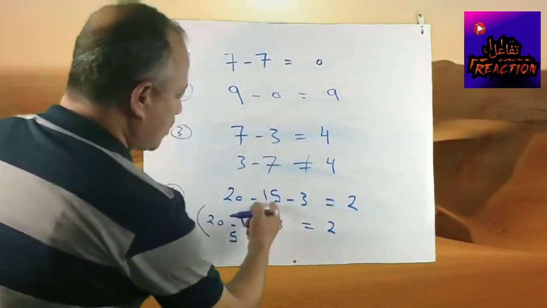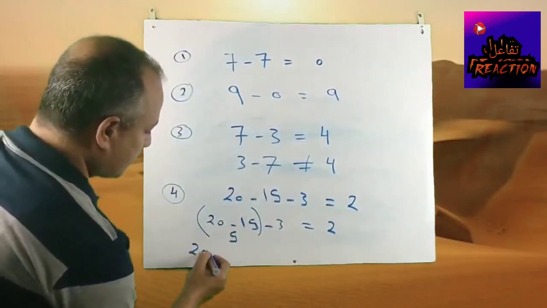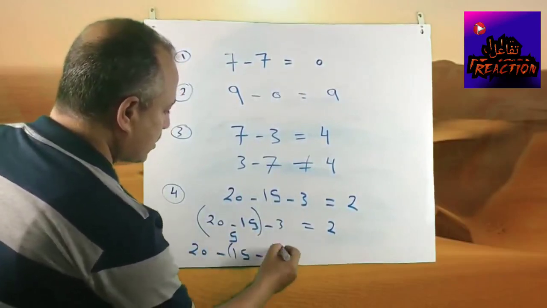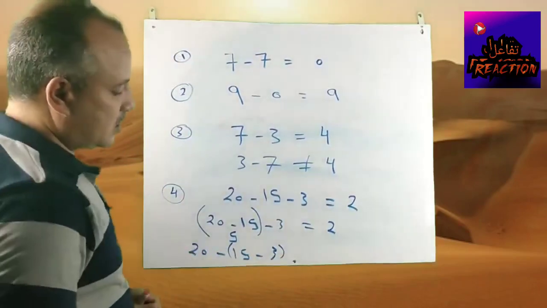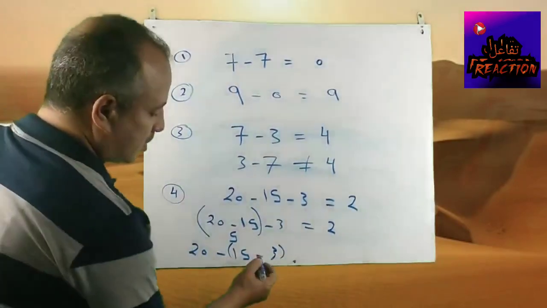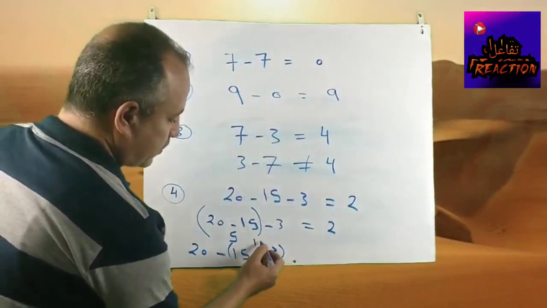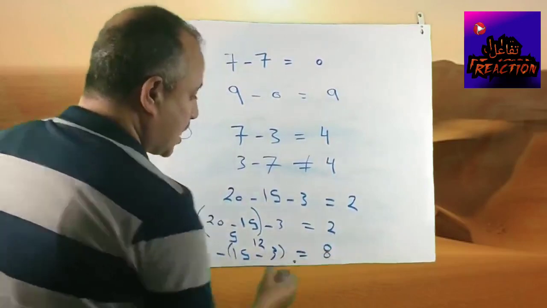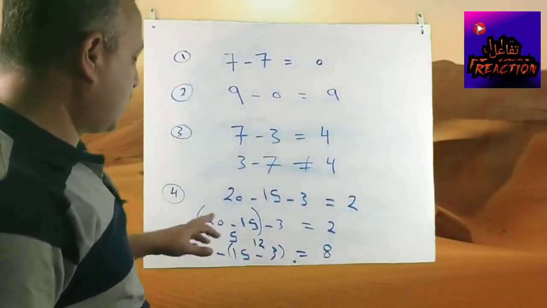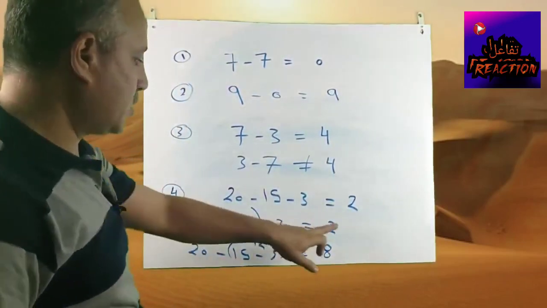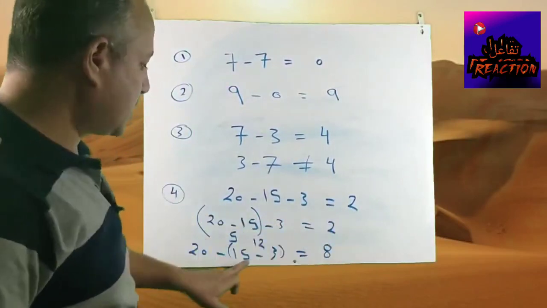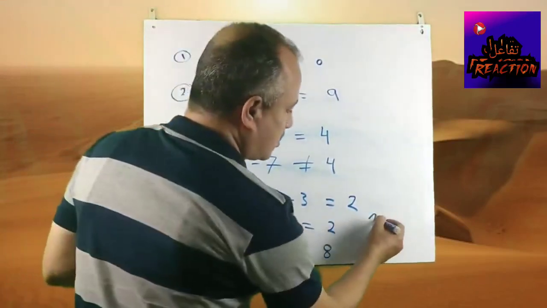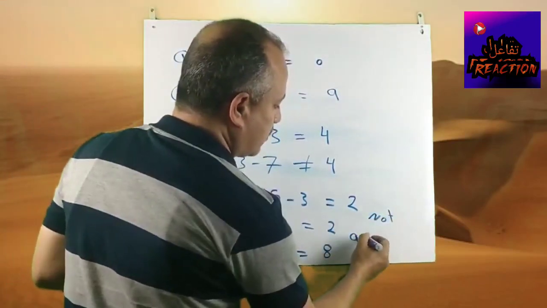Okay, let's group the last two numbers. 20 minus 15 minus 3. 15 minus 3 equals 12. 20 minus 12 equals 8. So by grouping the first two numbers we have one result, and by grouping the last two numbers we have another result. So subtraction is not associative.